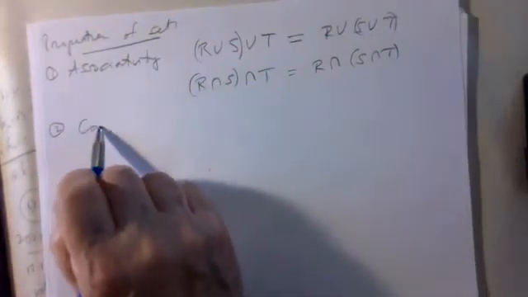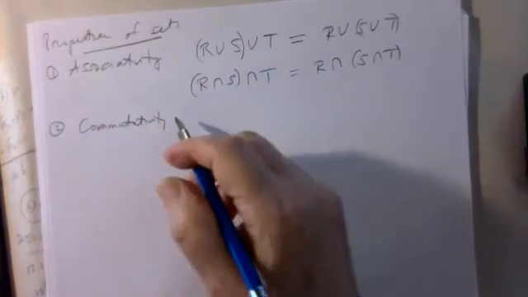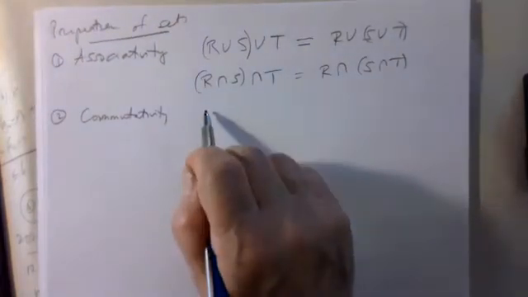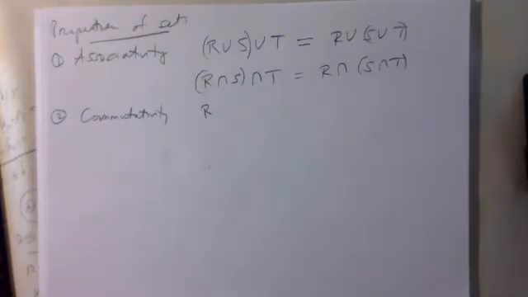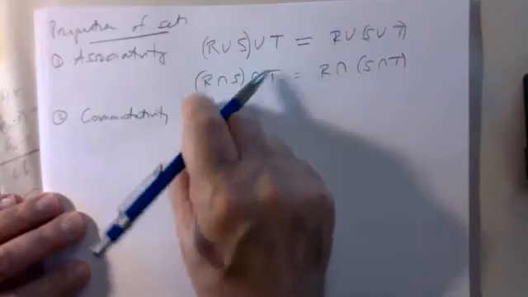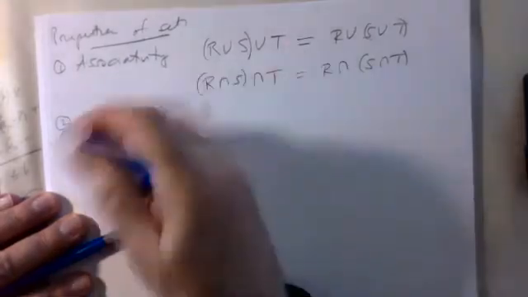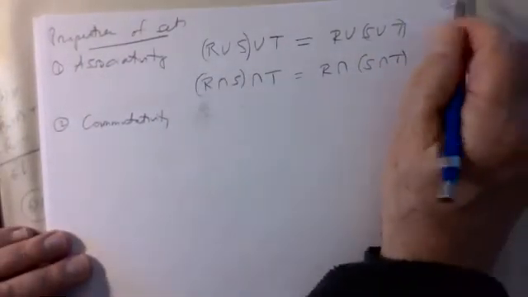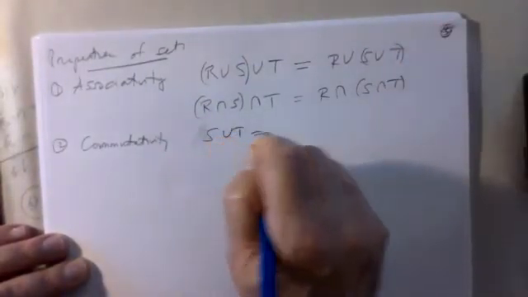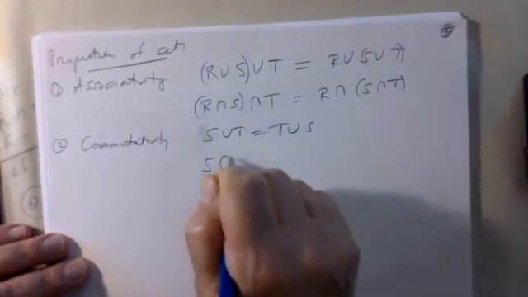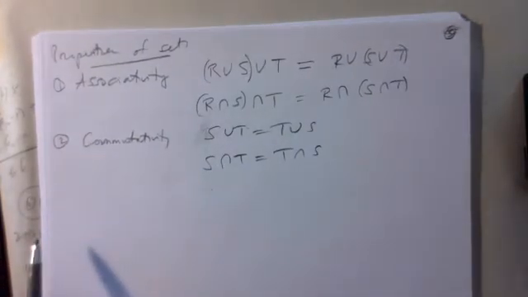We also have a property which is called commutativity. This is actually even easier to see. It says if you have any two sets, S and T, S union T is the same as T union S, and S intersect T is the same as T intersect S. So the order in which you take union and intersection doesn't matter.